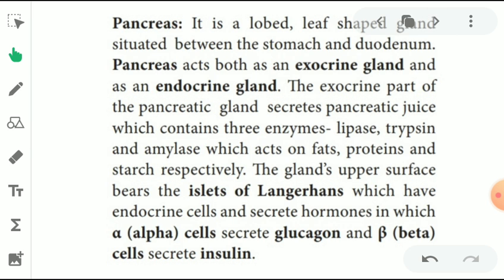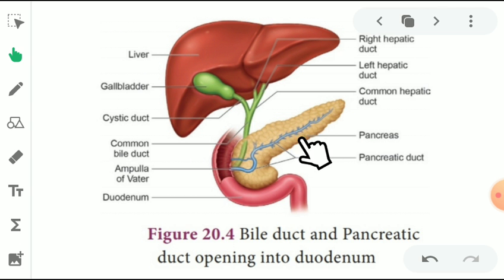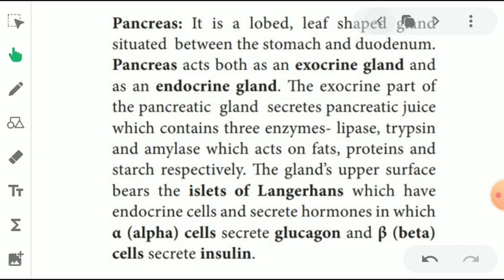Next part is pancreas. Pancreas is a lobed, leaf-shaped gland situated between the stomach and duodenum. This is the pancreas, a leaf-like structure. This is the duodenum, and in between, the pancreas is situated. Pancreas is a dual gland because it secretes both exocrine and endocrine secretions. So pancreas acts as both an exocrine and endocrine gland.